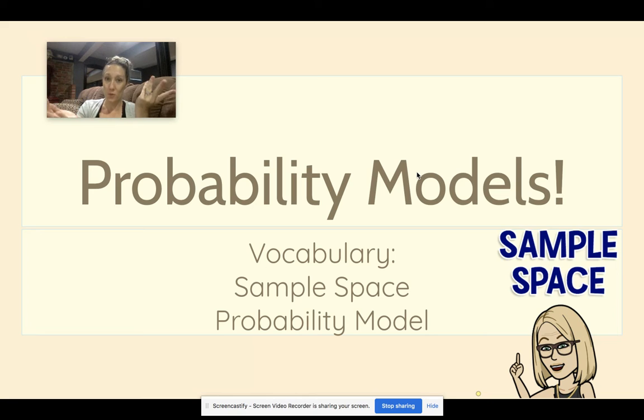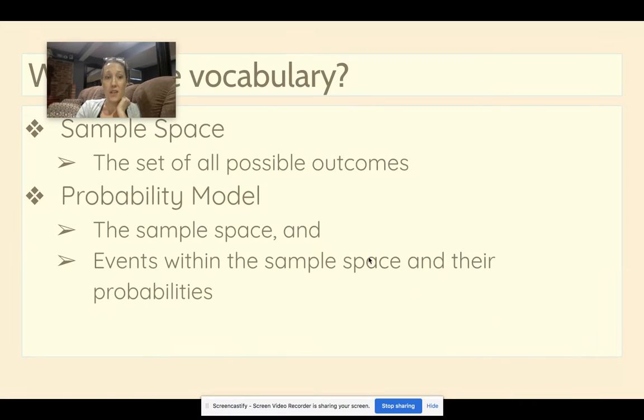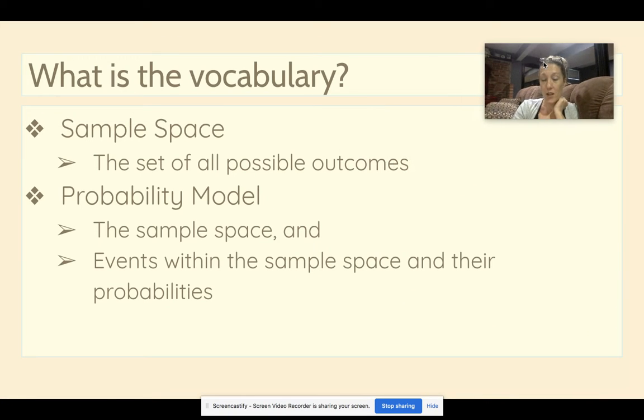So our important vocabulary is going to be sample space and probability. Let's talk about the vocabulary first. Sample space is the set of all possible outcomes. For example, if you're flipping a coin, it could land on heads or it could land on tails. So your sample space would be heads, tails.